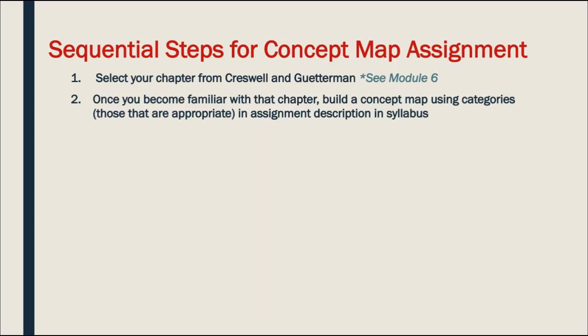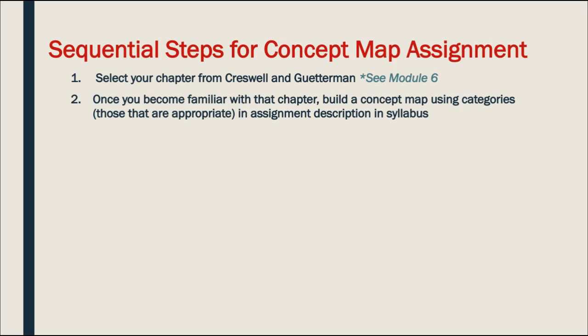Okay, once you've selected your chapter, then you need to become familiar with that chapter. So think carefully through what that chapter has to say, and then you're going to build a concept map using categories that are appropriate, and they're listed in the description for this assignment. And those categories are also listed in the syllabus. So you'll have lots of places that you can go to for that information.